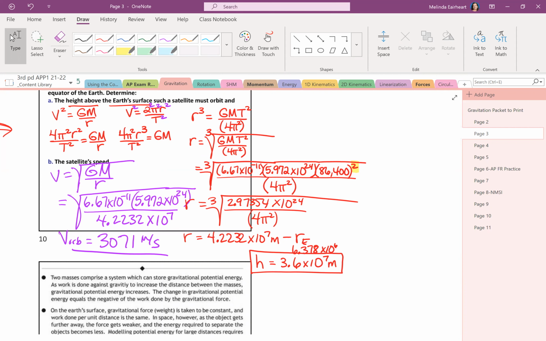I said, what if it gets further? Okay. All right, next class, we're going to talk about potential energy again, but for far range distance, no more mgh.